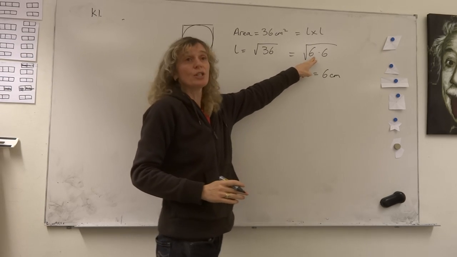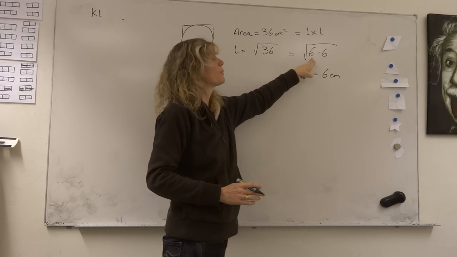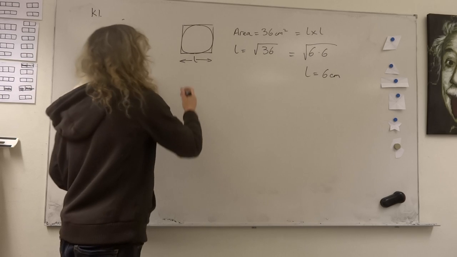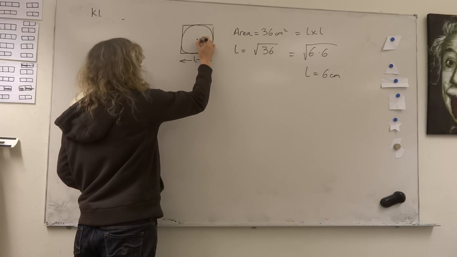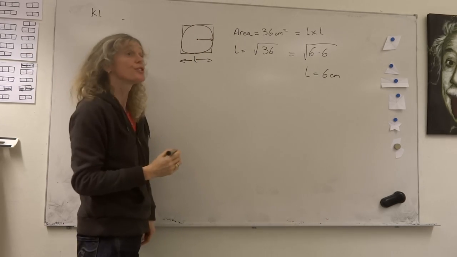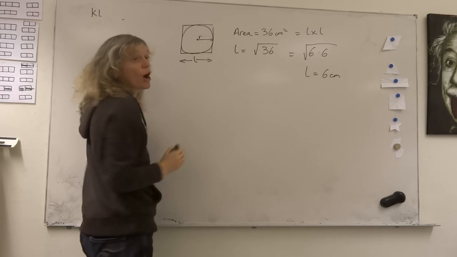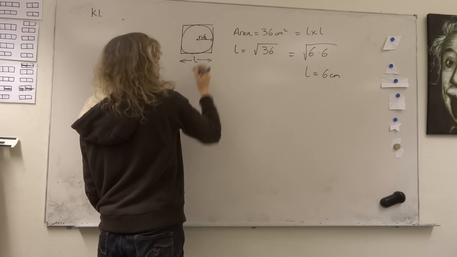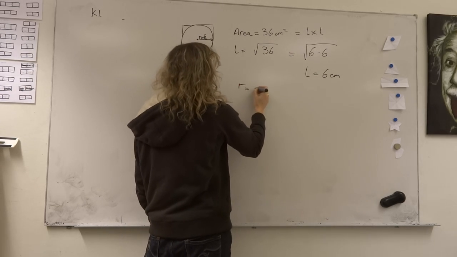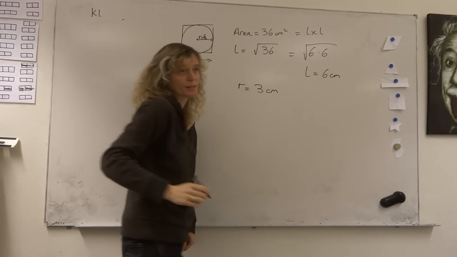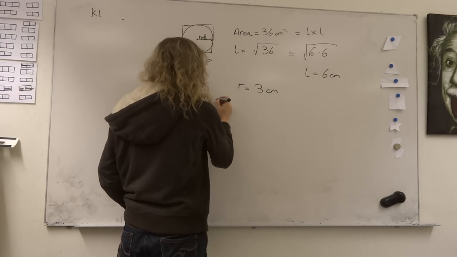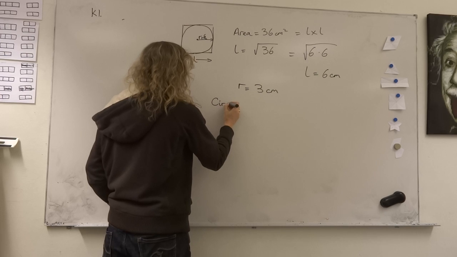So you need to find which number multiplied by itself gives you 36, it's 6. So we now know that the length of our side is 6 centimeters. That tells us that the circle has a radius of half of that. So it's 6 divided by 2. So the circle has a radius of 3 centimeters. We can now work out the perimeter, the circumference of our circle.